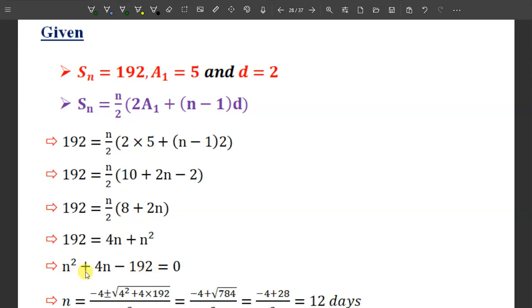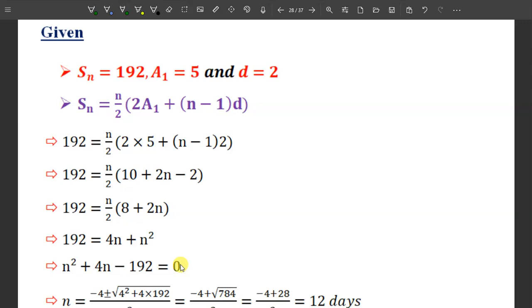n squared plus 4n minus 192 is equal to 0. This is a quadratic equation. There are 3 methods to solve a quadratic equation: 1, the factorization method, 2, the completing the square method, and 3, the quadratic formula.